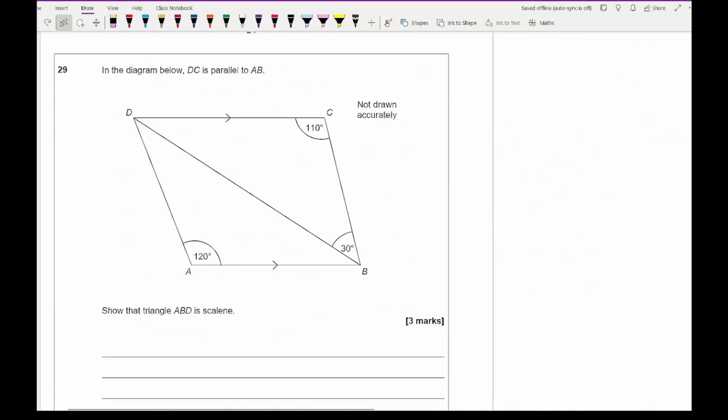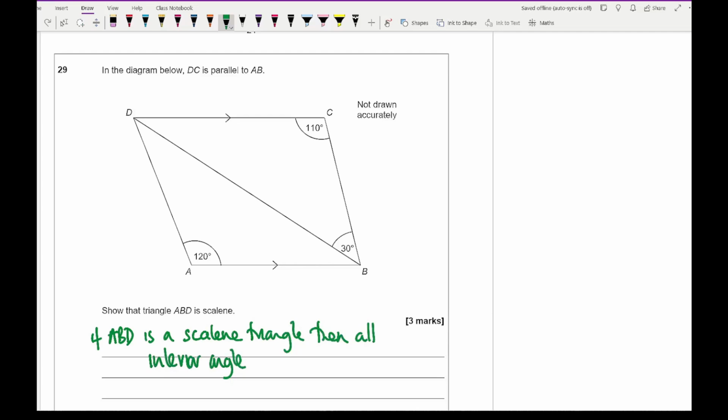So then moving on to our last question, it says in the diagram below DC is parallel to AB, show that the triangle ABD is scalene. So for this, if ABD is a scalene triangle, then all interior angles will be different. So this is the fact that I'm going to be using. So the next thing for us to do is to work out each of these angles.